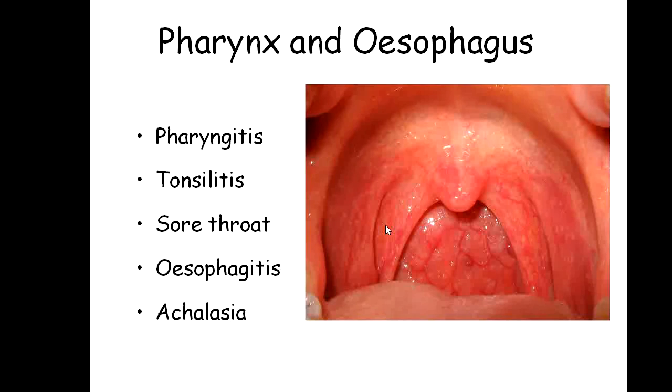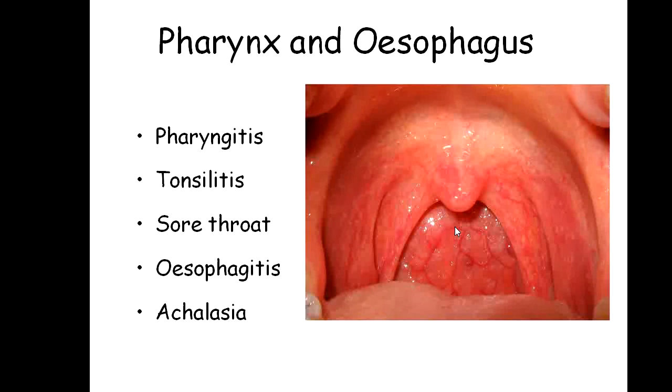The inflammation of tonsils is called tonsillitis. But the inflammation of pharynx, just pharynx, is called pharyngitis. Sore throat means aching, sore means pain, sore represents the painful. Sore throat means the painful throat. This is due to the irritation in the throat area, due to an irritation process in the throat.